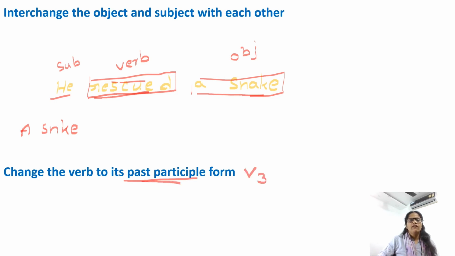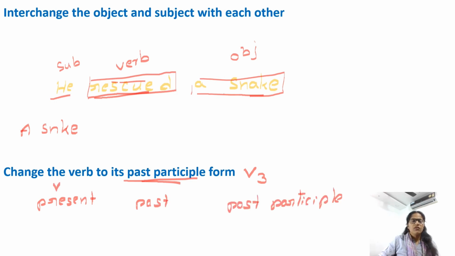We have to use V3 form of verb only. Now, what is V3 form? Present, past and past participle. Present form we call V1, past is V2 simple past, and past participle is V3. So always in passive voice we need to use past participle form of a verb.